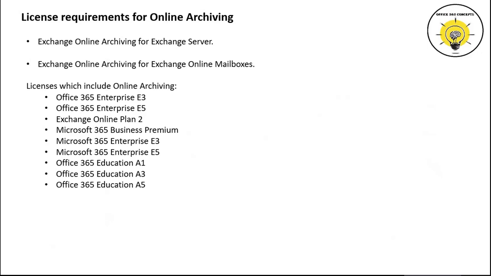If you have a completely Office 365 hosted environment, or if your mailboxes are completely created on Office 365, in that scenario you can go for the Exchange Online Archiving license options. These are the licenses which already include online archiving as a service. Now, if you do not have any one of these licenses in your organization, you can still purchase online archiving as a standalone license or as an add-on license, and you can assign that license to the user accounts.